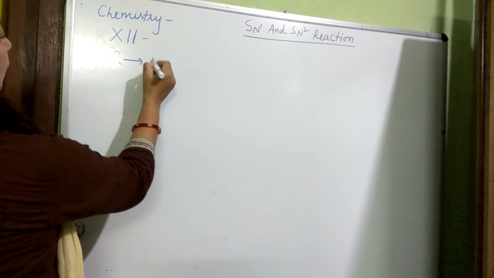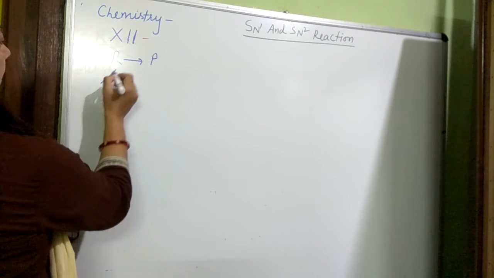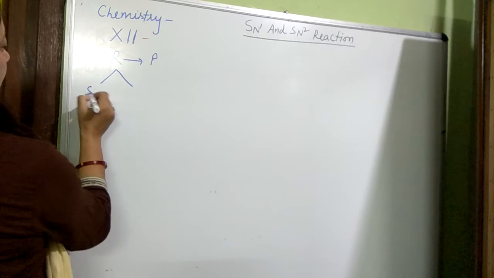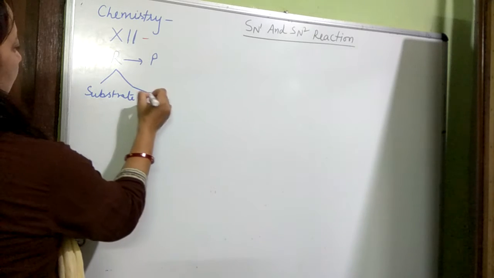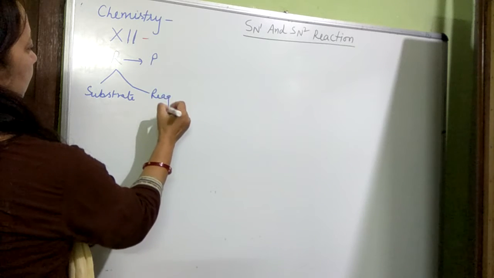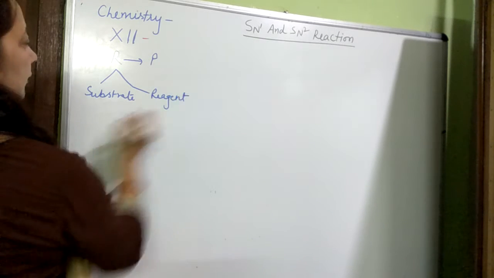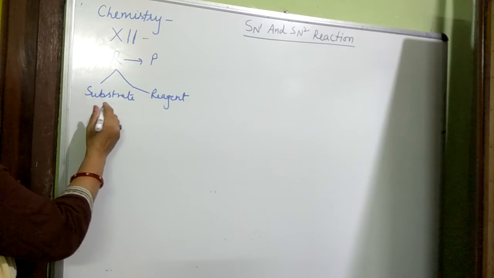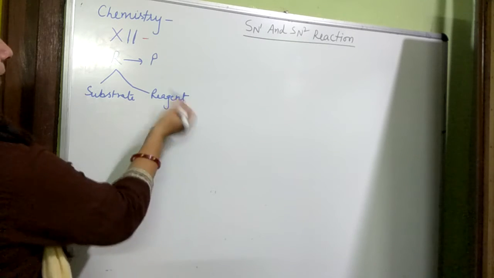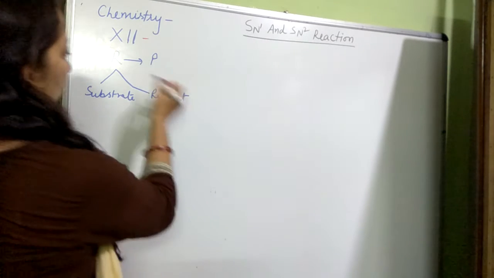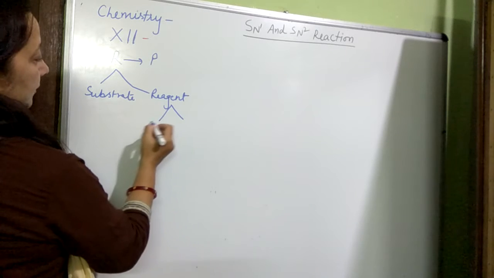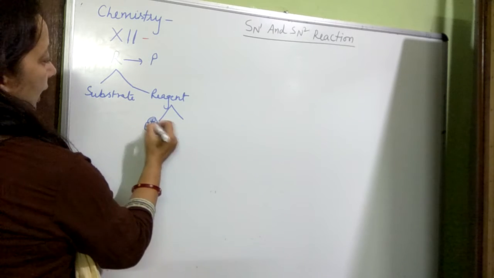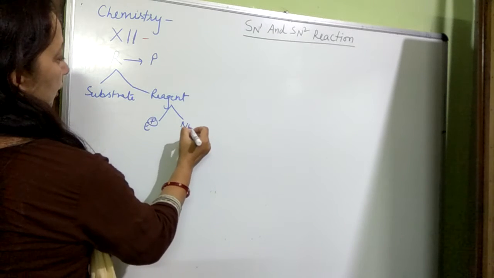Reactants react and form products. But reactants are of two types, substrate and reagent. Substrate is the substance which is being attacked by reagent, and reagent goes and attacks the substrate. Reagent is of two types, electrophile and nucleophile.